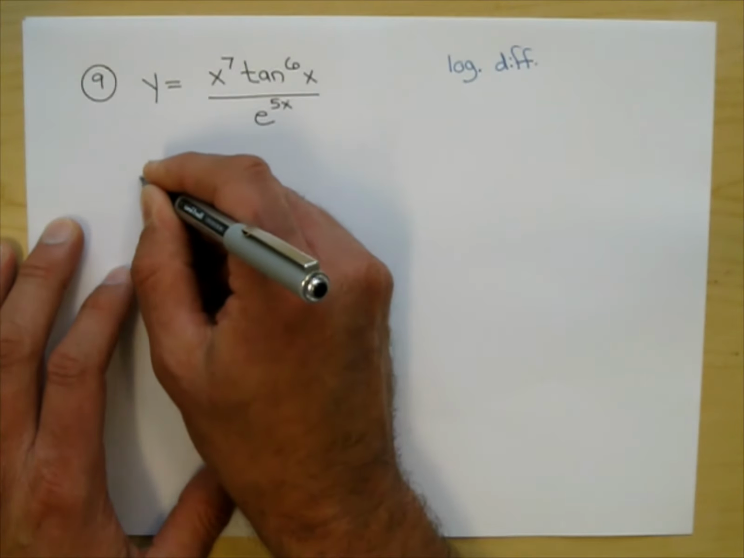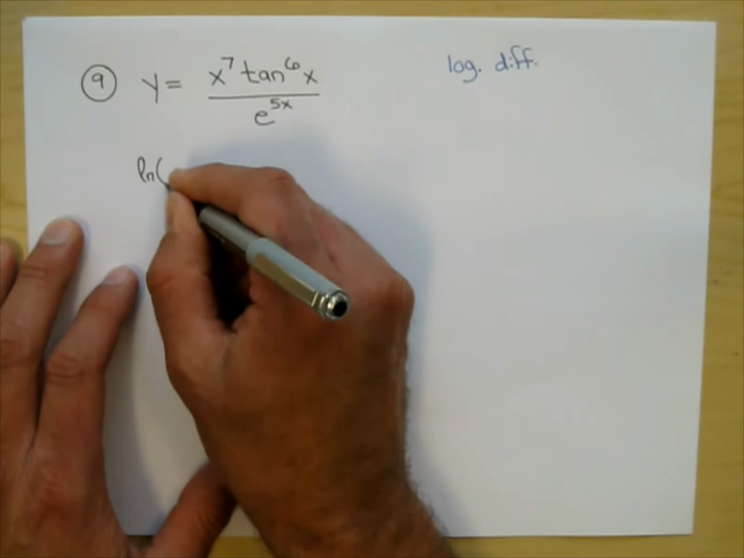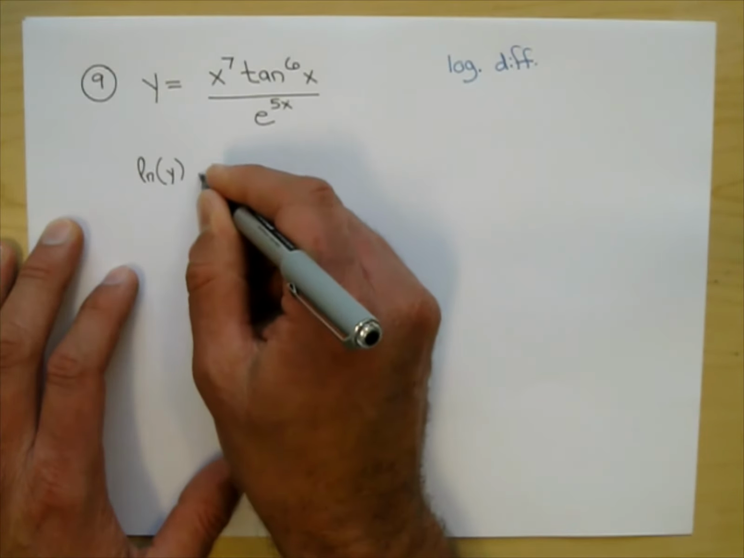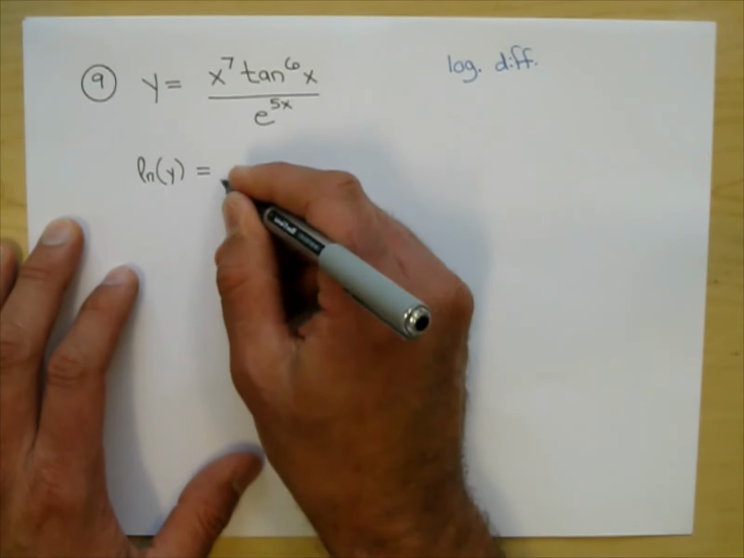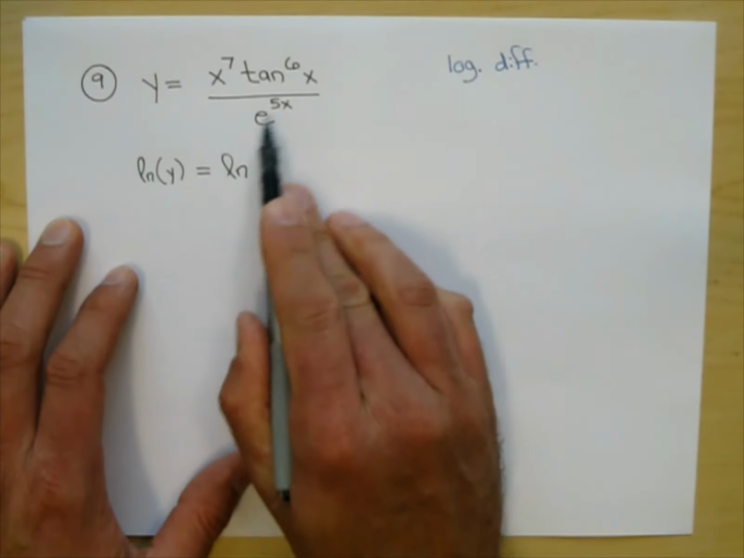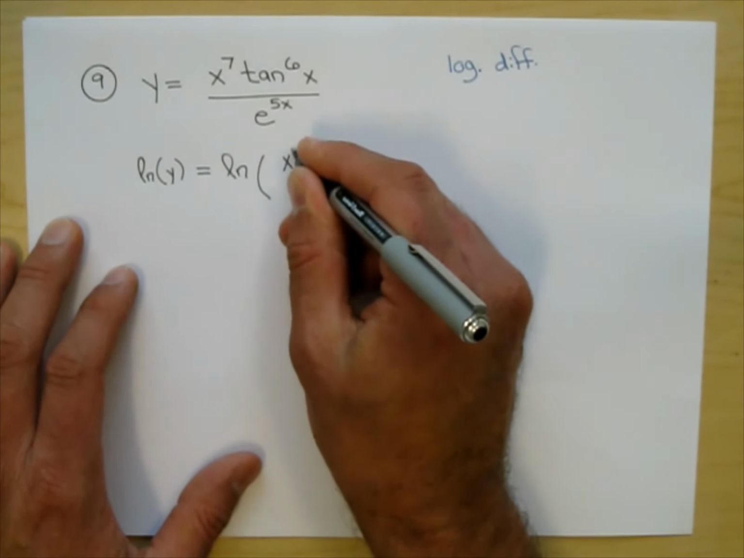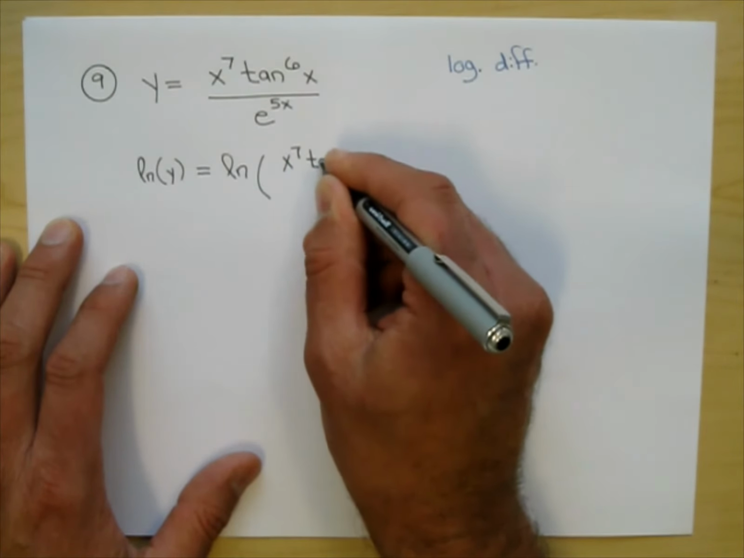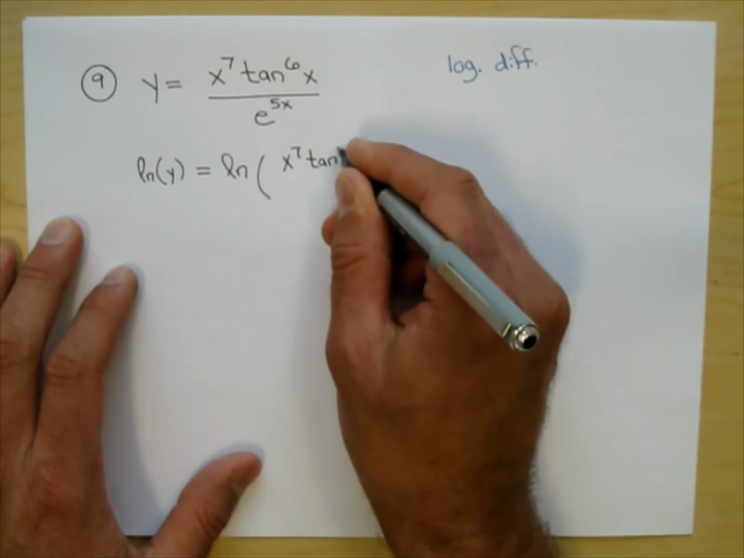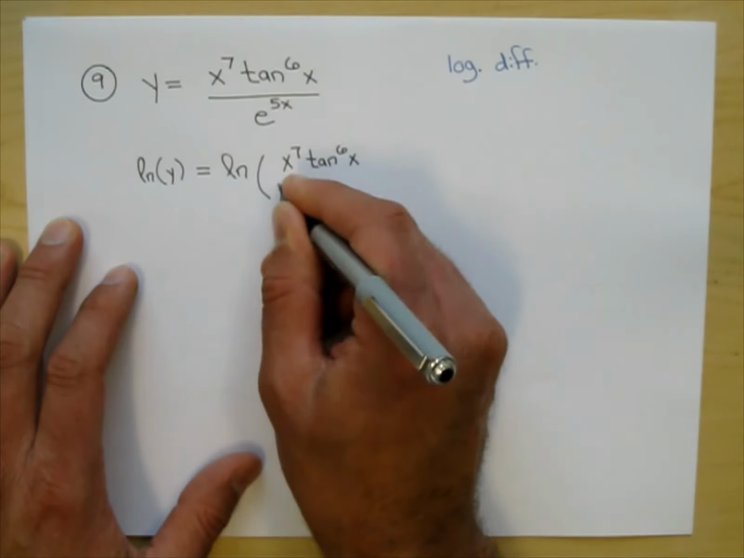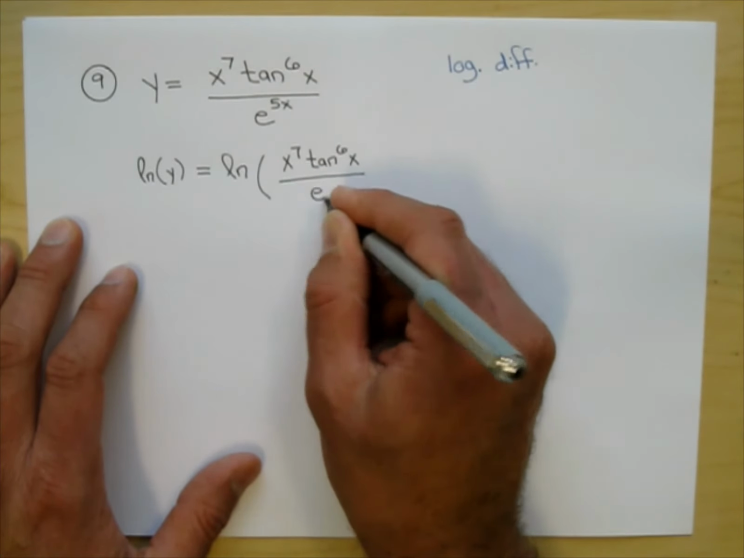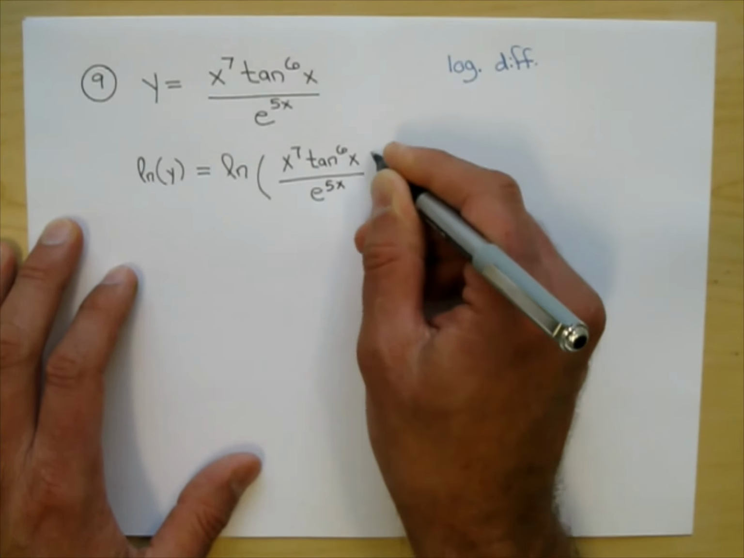So this is the ln of y equals the ln of this junk, the right-hand side. So this is x to the 7th tangent 6th. And then this is all over e to the 5x.